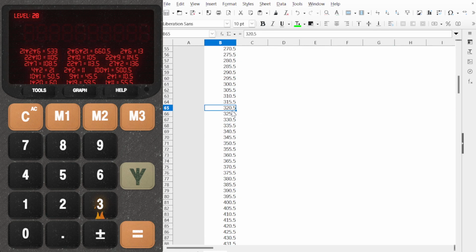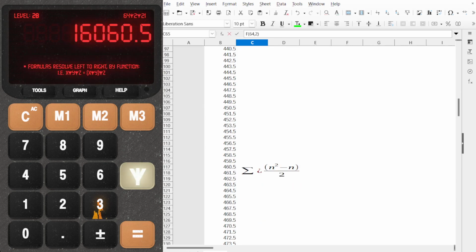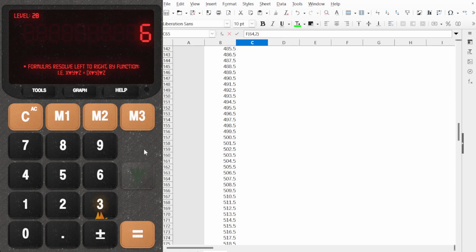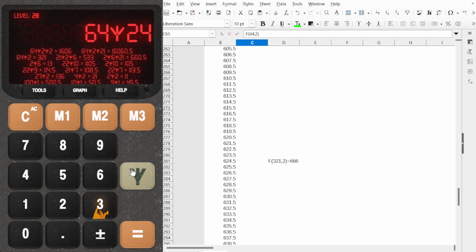321. Where is it? 321 right here at 64 and 2, I think. So 64, 2, 322. Okay. 64 to 21, was it? No. 64 to 2. Now I'm confused. So first of all, 64 2 works.